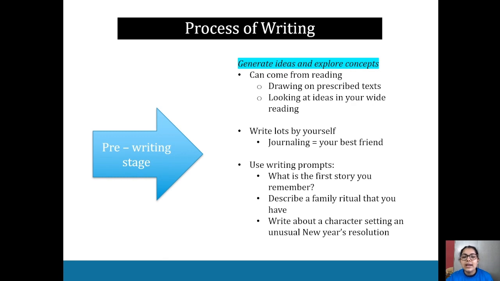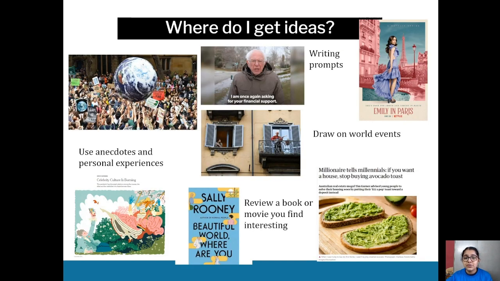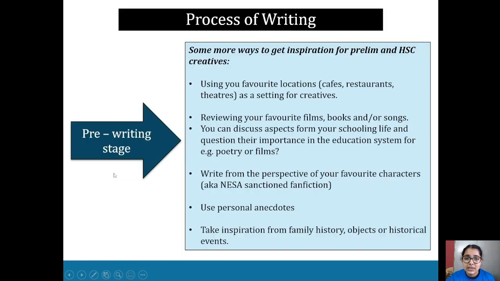So how do we generate ideas? They can come from reading, by writing a lot, journaling your ideas, and by using writing prompts. That always works too. So this is a pre-writing stage. Again, you can look at writing prompts, you can draw on different world events, you can review a book or movie you find interesting, or you can use anecdotes and personal experiences.